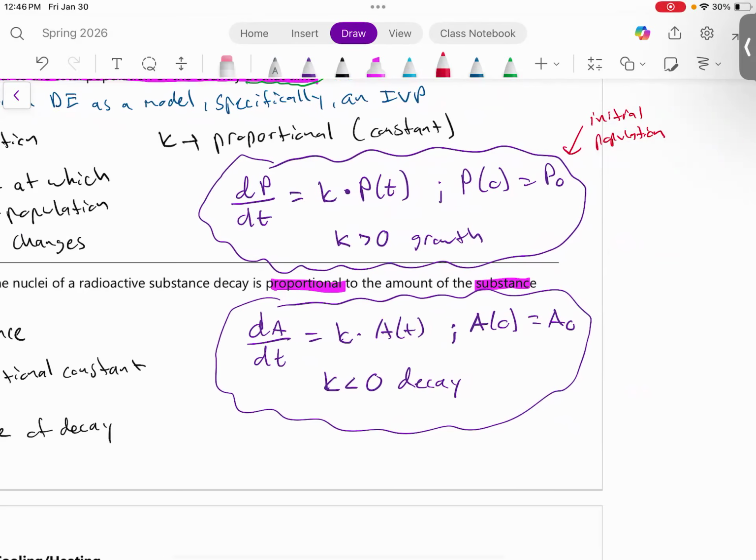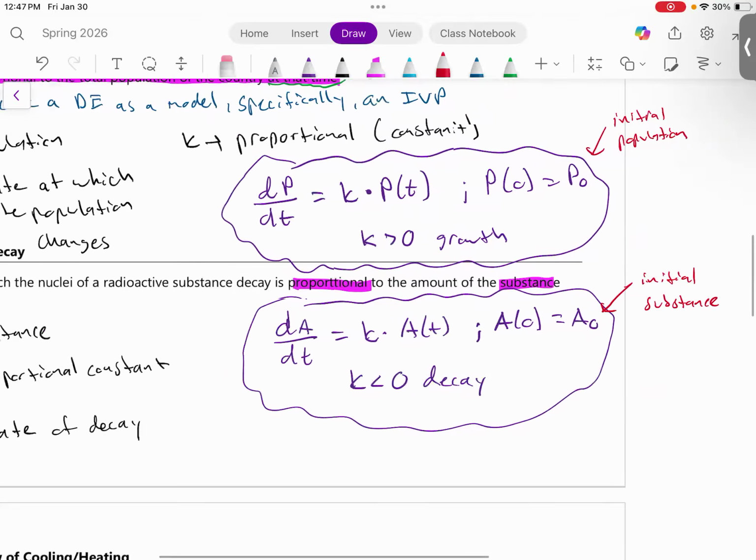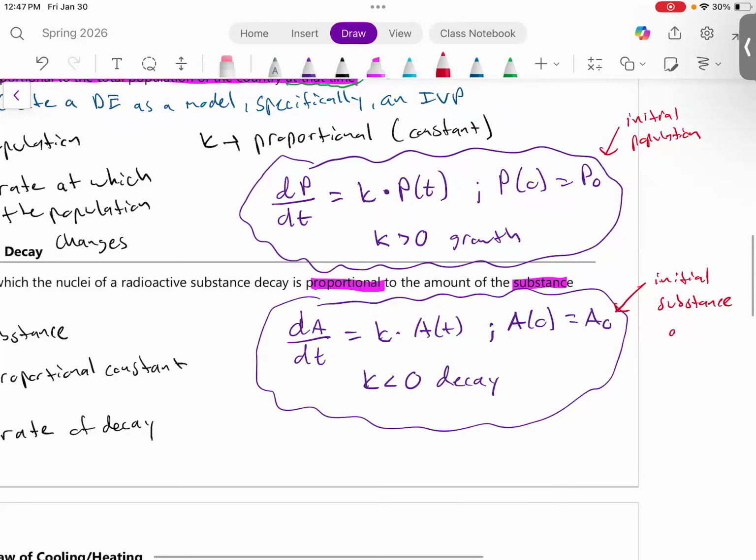Okay, let me make a little note here. This is my initial substance at time zero. And I can make the same note up above.